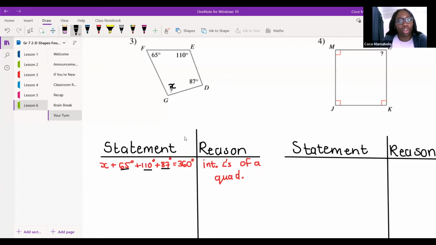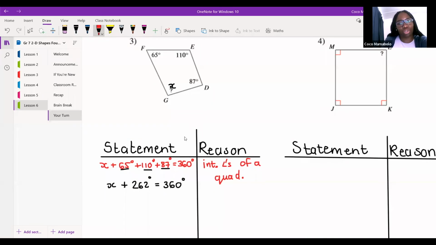Okay, so we've got to go x plus 262 degrees is equal to 360 degrees. Olwa says, ma'am, if you had to write the reason like that in a test, would the teacher understand? Your teacher would understand 100% and you would get your marks. Okay, you will get your marks.